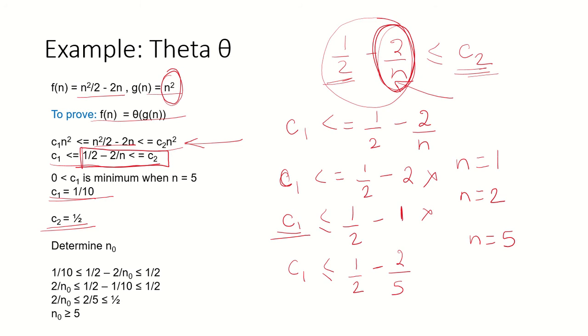Now we have to determine n naught. So if we put these values over here, 1/10 has to be less than 1/2 minus 2/n naught, which has to be less than 1/2. And we will work out to see that n naught has to be greater than or equal to 5 for this inequality to be satisfied. So we have been able to find c1, c2 positive constants and a value of n naught which is a positive integer. And we can say that f(n) is theta of g(n).